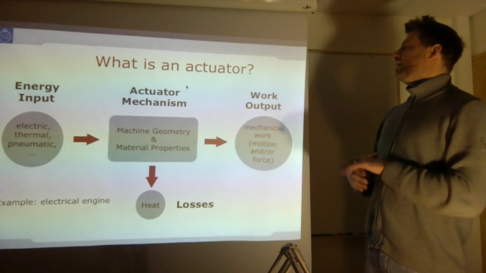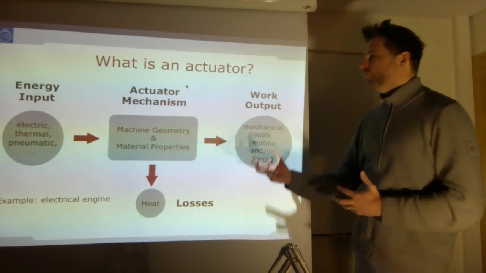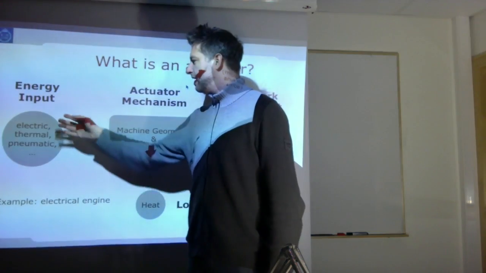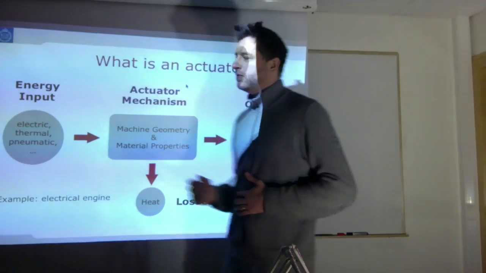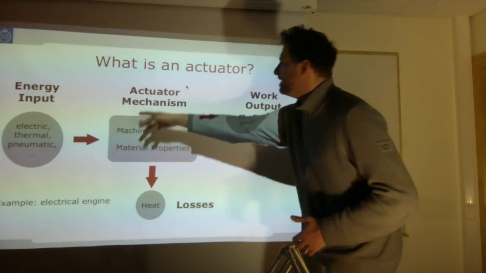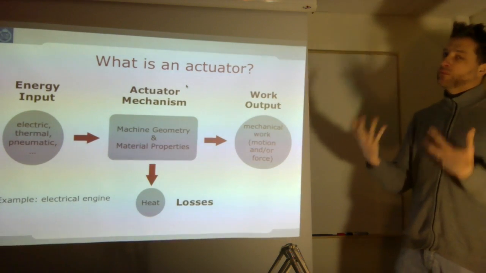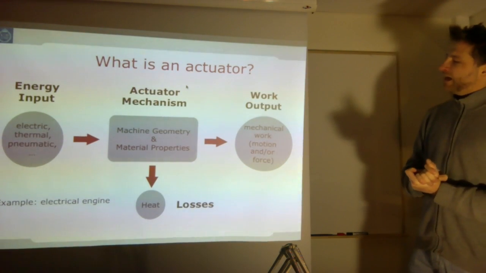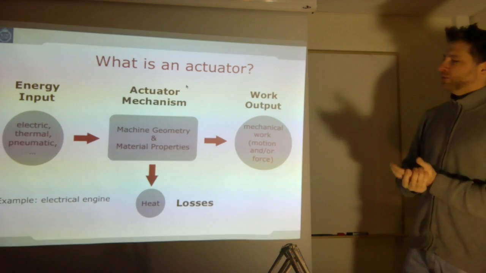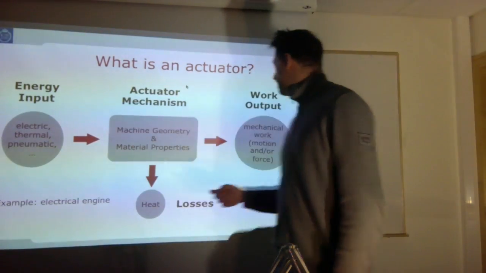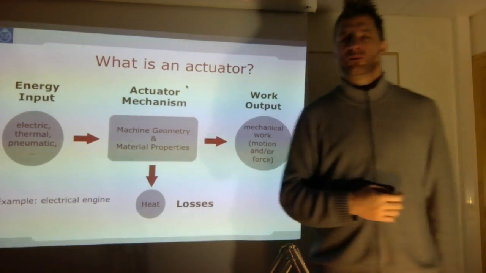Actuators are mechanical systems to make something move. Here we start with some energy input, which can be electrical or thermal or pneumatic or of another form, and we convert that energy input into some mechanical work output, so a movement or a force or a combination of movement and force. Such a system is called an actuator. An example is an electrical engine, where you have electrical input and a rotational mechanical output.